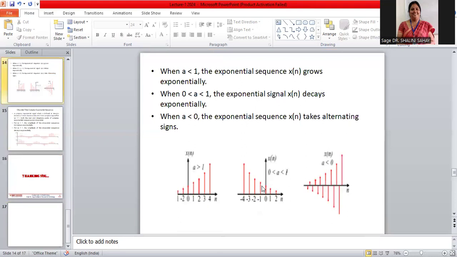So this is the graphical representation where the value of a is greater than 1, which represents that the signal is exponentially increasing. Where the value of a lies between 0 and 1, it represents exponential decay. And when its value is less than 0, the exponential sequence takes alternating signs.